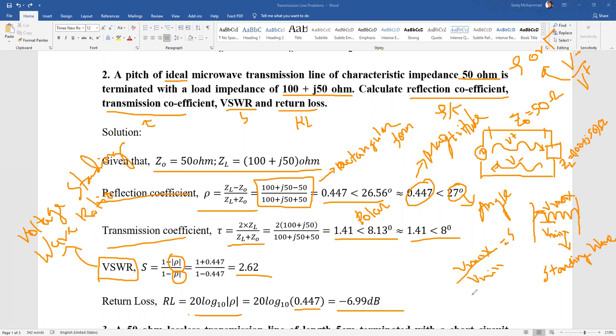Yes, sir. So it is actually a standing wave. The ratio of the maximum amplitude to the minimum amplitude of a standing wave is known as the VSWR. Okay, you can say it like this. Okay, so let's move on to the next one.